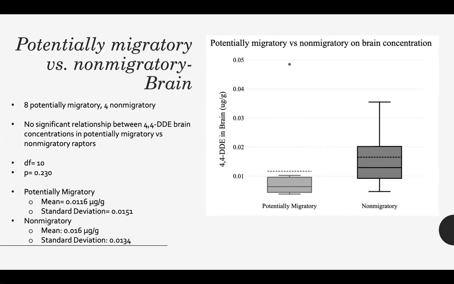As seen on the left, potentially migratory, and on the right, non-migratory raptors, potentially migratory raptors did have an outlier, but there was no significant difference.